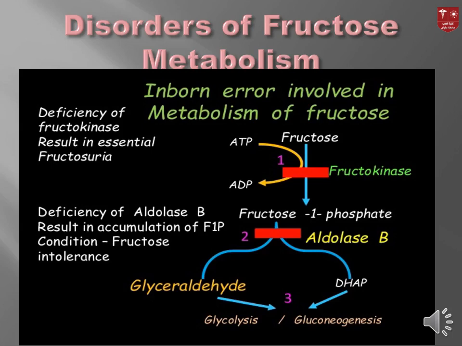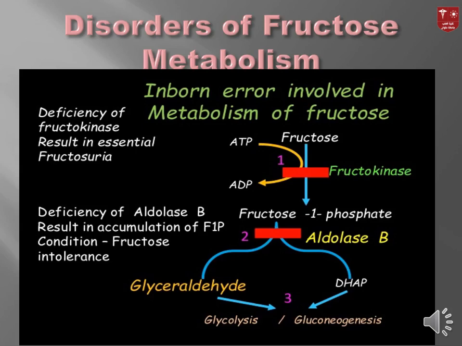So in this condition, the patient will have lactic acidemia and hyperuricemia as well, elevation of uric acid in the blood and thus gout. We are going to take gout. It's a disease of uric acid metabolism. We are going to take it later. It affects the joints and the kidney. We are going to take it later in another module.